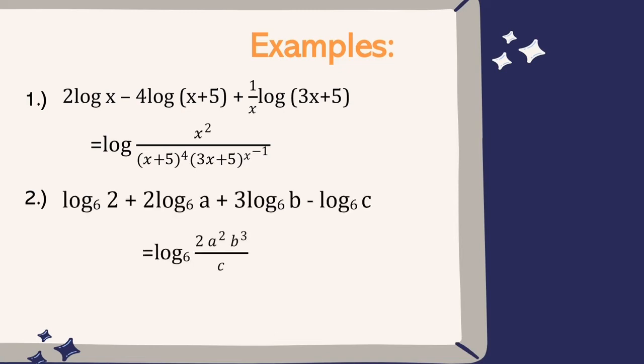For our next example, we have logarithm of 2 to the base of 6 plus 2 logarithm of a to the base of 6 plus 3 logarithm of b to the base of 6 minus logarithm of c to the base of 6. The rules we apply here are the same as the previous example: the power rule, the product rule, and the quotient rule. Just like before, we apply the power rule first, followed by the product rule, then lastly the quotient rule. So our answer is logarithm of 2 a squared b cubed over c to the base of 6.